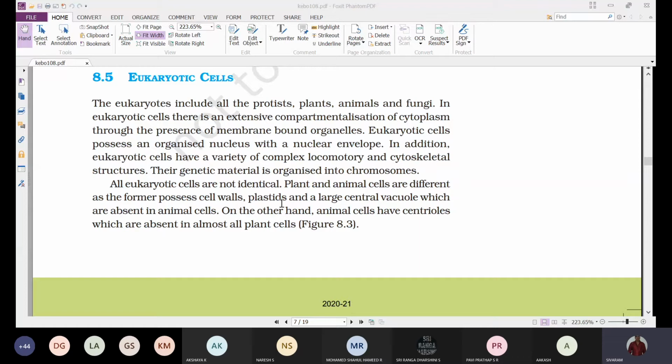Plastids means chloroplasts, which are involved in photosynthesis, and some chromoplasts, which give colors, and some leucoplasts, which are involved in the storage of food material. All this we call plastids commonly, and all these are absent in animal cells. They are present only in plant cells. And we'll find a large central vacuole, which is the characteristic feature of plant cells. So the cell wall, plastids, and a large central vacuole are absent in animal cells but present in plant cells.